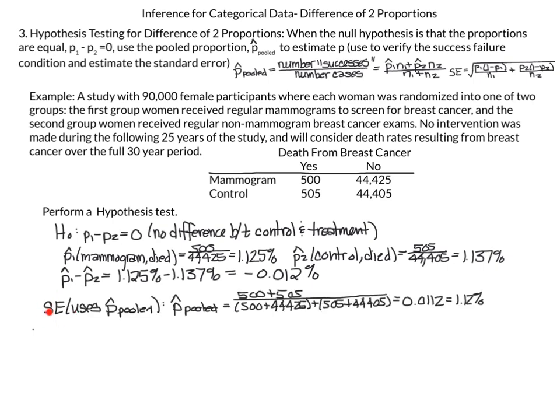To calculate standard error, I'm going to use my regular formula for standard error for the difference between two populations, but I need to also calculate this P hat pooled, since now that's what we're going to use for our P. So P hat pooled is equal to, over here, number of successes, that's 500 plus 505, over number of cases, that's 44,425 plus 500, plus the 44,405 plus the 505, and that gives us 1.12%.